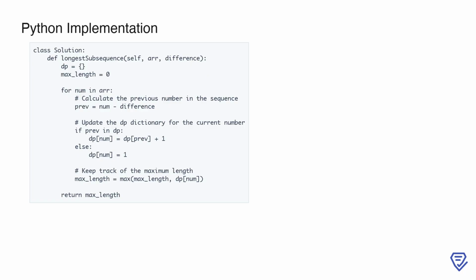Edge case handling. If the array is empty, the result would naturally be 0, as no subsequences exist. The algorithm handles arrays with duplicate numbers or numbers with no valid arithmetic subsequences correctly, as each number is processed independently. This solution is robust, efficient, and suitable for handling the constraints of the problem, including large input sizes up to 10 to the power of 4 elements.